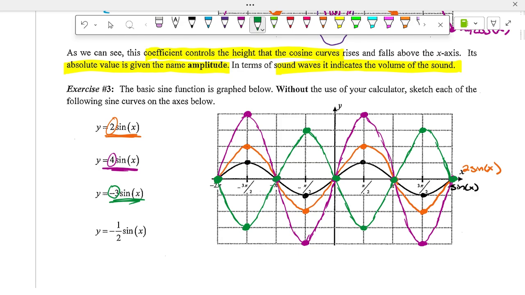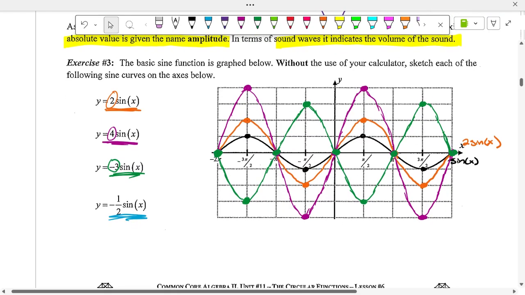Okay, last one. So negative 1/2 sine of x. So that means I'm multiplying my original y values by negative 1/2. So we know where this one's going to be, 0. If this is at 1, where's the new one? Negative 1/2. So it's like right here.